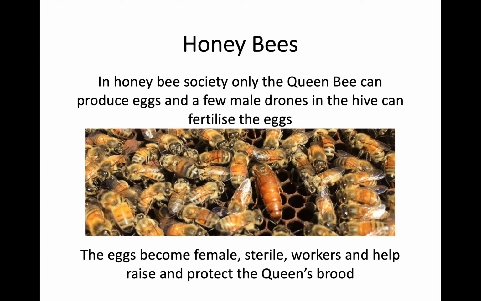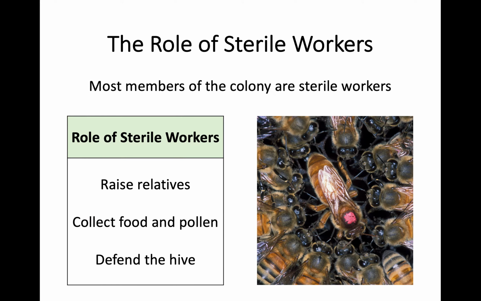So none of these female workers will be able to have their own offspring, but what they will do is help raise and protect the queen's offspring. And again, it's a bit like kin selection. There's going to be shared genes being passed forward from these offspring, but the workers themselves will not be able to reproduce. So the main roles of sterile workers include raising these relatives, but they will also collect food and pollen, and also if the hive comes under attack, then they will defend the hive as well.